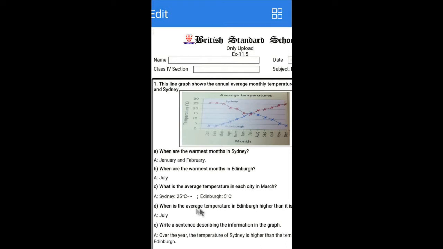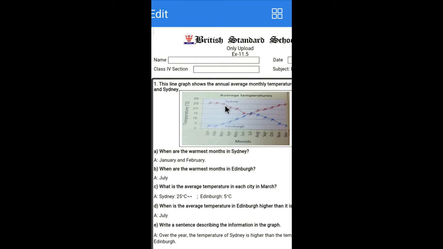D number. When was the average Edinburgh temperature higher than Sydney? As you can see, in the month of July, Edinburgh is a little higher. It's very hot in July. Then, write a sentence to describe the information in the graph. You can write your own sentence, simple as that. Based on these graphs, we have to tell some information. If we give that, that will be very good.